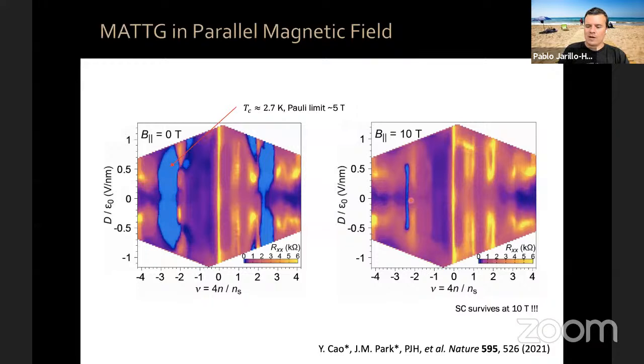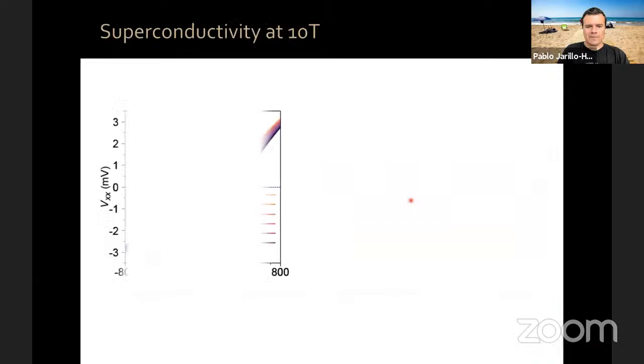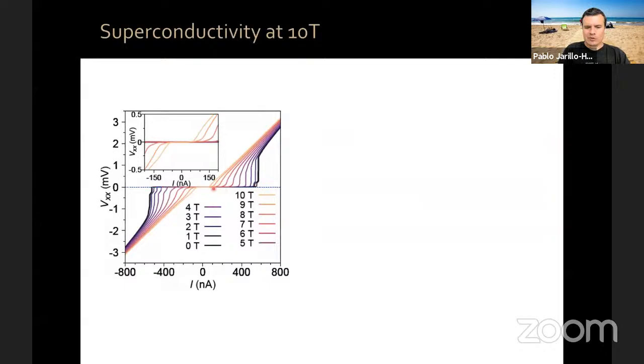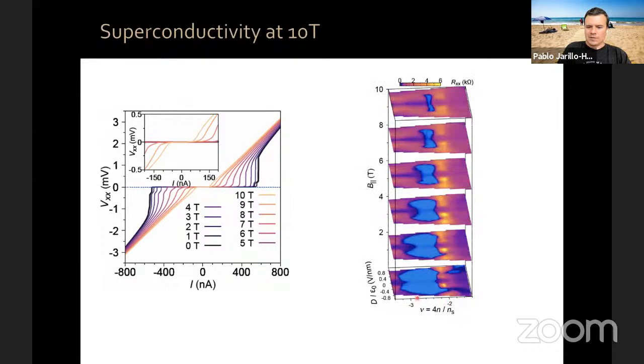Now we can look at this more carefully. In particular, we can look at the voltage-current characteristics just to make sure that, as we increase the magnetic field, we still have a zero dissipation region. Here is a zoom in for 7, 8, 9, 10 Tesla, and there's still a flat voltage-current characteristic. Indeed, it survives. We can look at the zoom in of the resistivity versus filling factor and displacement field at 0, 2, 4, 6, 8, 10 Tesla. Indeed, there's an extended region. We can watch it shrink.